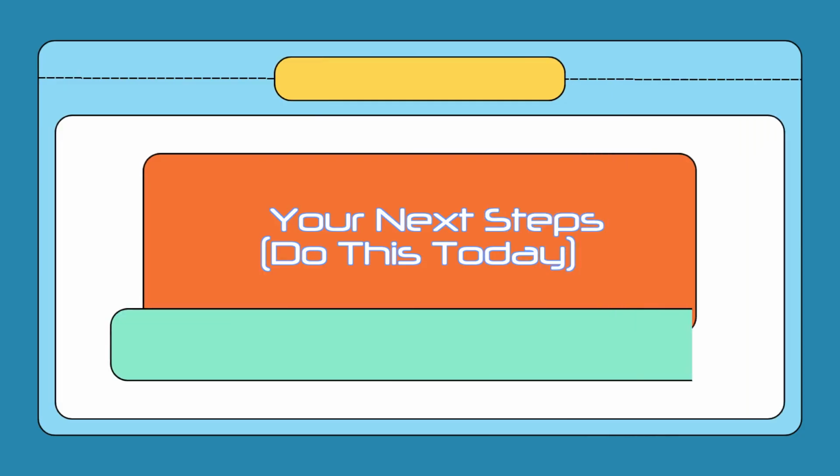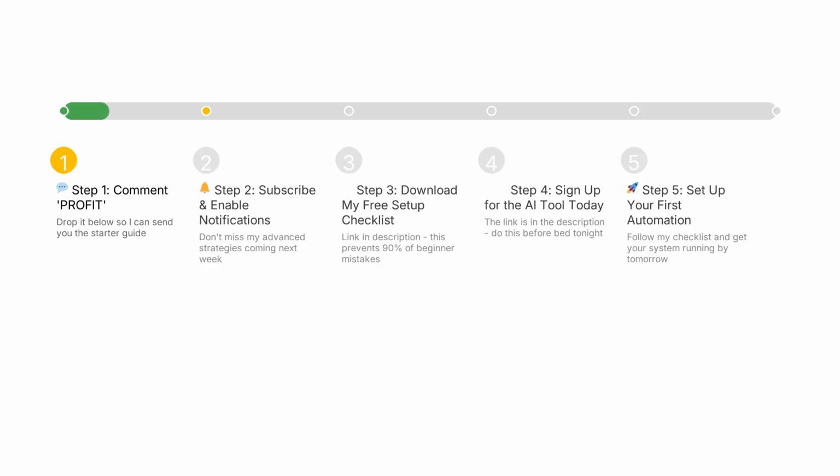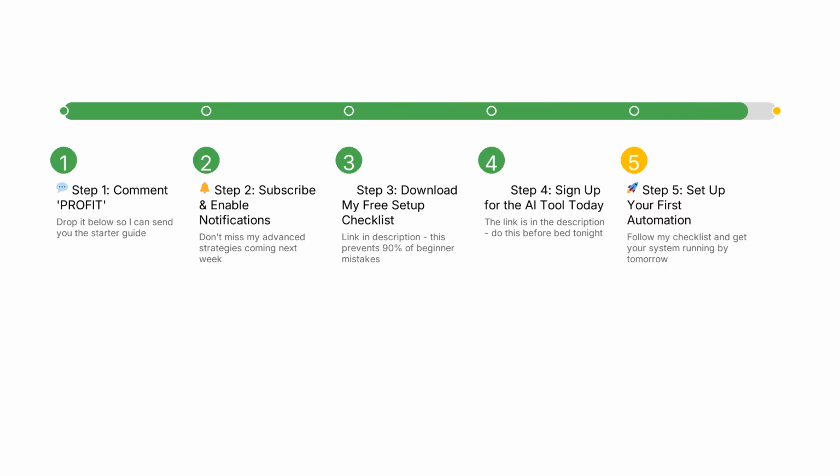Your next steps: do this today. Here's exactly what I want you to do in the next 24 hours. These aren't suggestions. This is your action plan. Complete these 5 steps, and you'll be on your way to making money while you sleep. Skip even one, and you'll just be another person who watched but never acted.